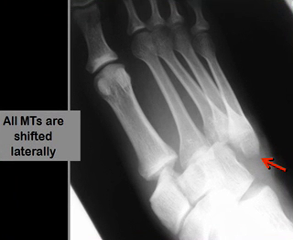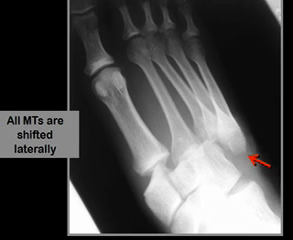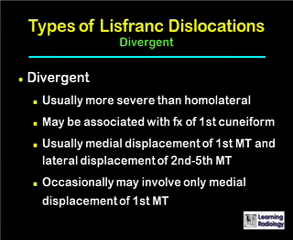In this case, not only are the second through fifth metatarsals dislocated laterally, but the first metatarsal is also dislocated. The second type is a divergent type of Lisfranc fracture dislocation. It is usually more severe than the homolateral variety and is frequently associated with fractures of the first cuneiform. There is usually medial displacement of the first metatarsal and lateral displacement of the second through fifth metatarsals, but occasionally they may involve only medial displacement of the first metatarsal.